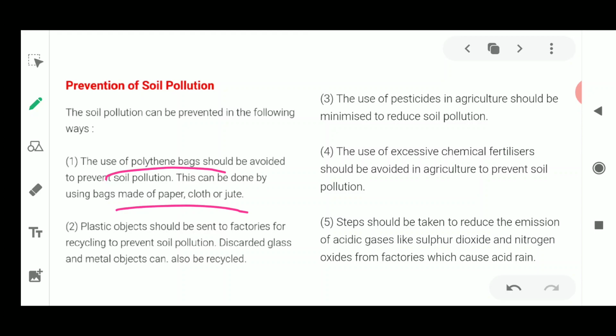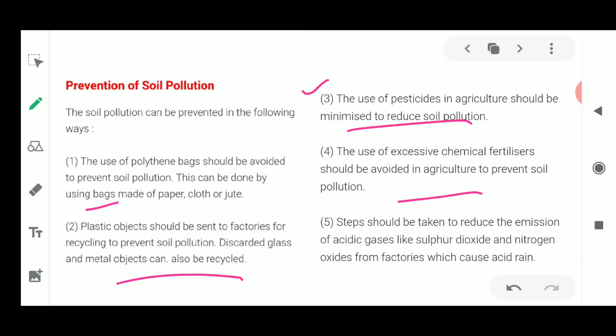Next, plastic objects should be sent to factories for recycling. This recycling part is also very important. The pesticides should be used in minimum amounts, as I told you that they decrease the soil quality. Next, there should be a reduction in the chemical gases which could cause acid rain. We talked about acid rain: sulfur dioxide and nitrogen dioxide are important gases coming out from automobiles and causing air pollution. These are all preventive measures which could be taken to increase the fertility of the soil.